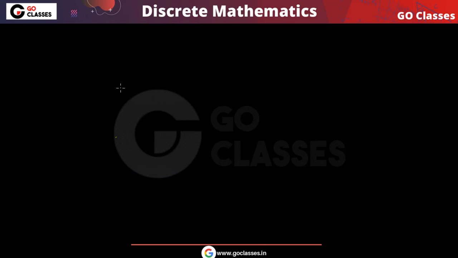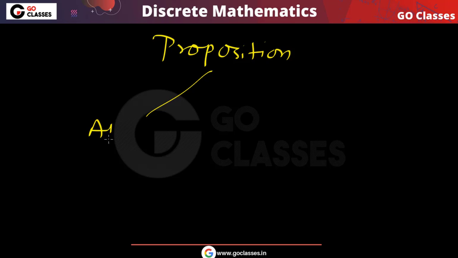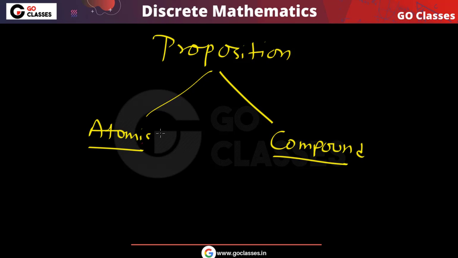So I can say that proposition is of two types. What is a proposition? A proposition can be either atomic if it cannot be broken, or it can be compound if it can be broken. Atomic means no part is a proposition, compound means some part of it is a proposition. So these are the two categories into which we can divide propositions: either it is atomic or it is compound.